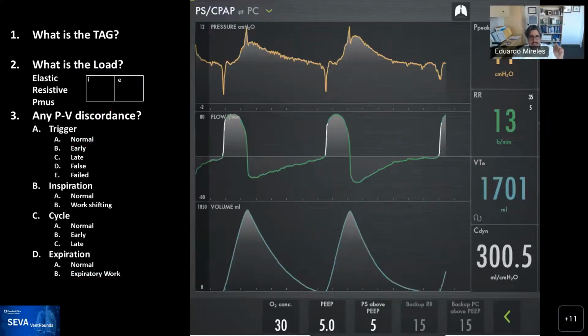And I presume this is the third example, and this came from the same patient. You can see 30% and 5 PEEP. And so let's read this out.